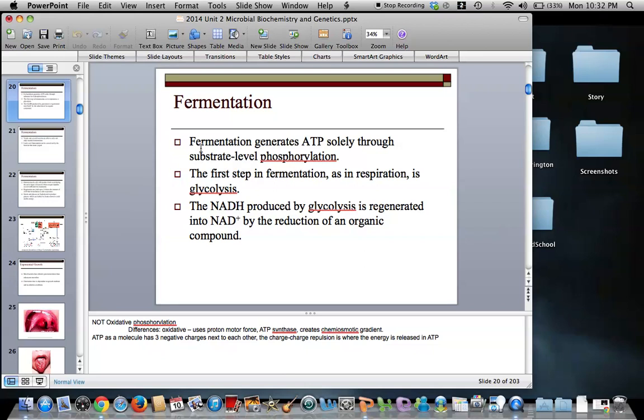Fermentation generates ATP solely through substrate level phosphorylation. Talked about that. First step in fermentation is glycolysis. So you have glycolysis, and then you have the actual fermentation process, I assume, which is the turning of pyruvate or acetaldehyde into the fermentation product by reducing it with your eternally regenerated NADH.